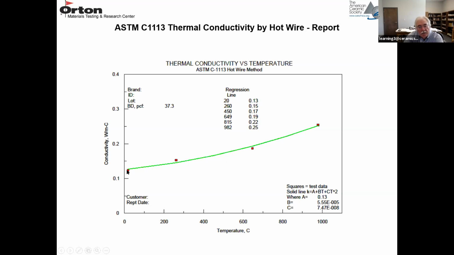So typically, a dense refractory shows a decrease in thermal conductivity as a function of temperature because of the phonon interactions limiting the mean free path. But an insulating fire brick shows an increase in thermal conductivity as a function of temperature because of the photon or radiation conduction portion across the pores. So this is typical of an insulating material, whether it's a fiber blanket or an insulating fire brick. Conductivity increases with temperature because of the radiation effect.